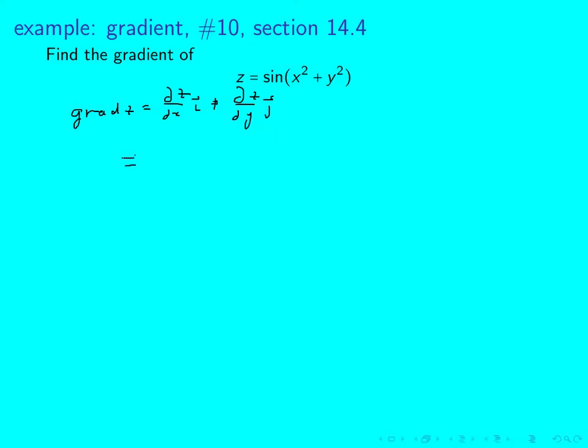So the partial derivative with respect to x is cosine of x squared plus y squared times the derivative of the inside with respect to x, so that's times 2x, all that times the unit vector i, plus the partial with respect to y, which of course will look very similar. So we get cosine of x squared plus y squared times the derivative of the inside using the chain rule, which is 2y, all that times j. And there's the gradient. And notice it's indeed a vector.